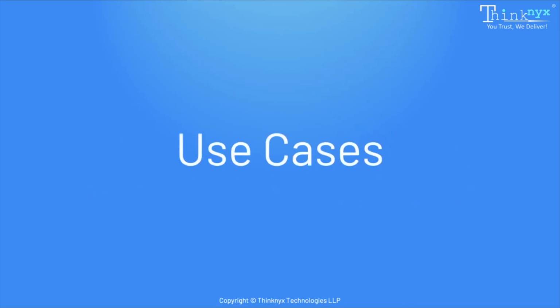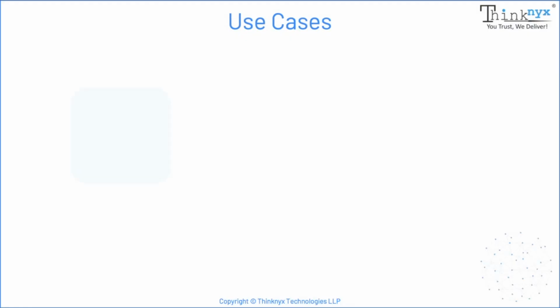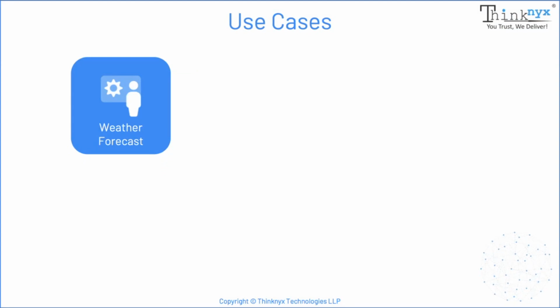Right? So use cases. We'll take the questions, everyone. So now use cases. First is weather forecast. Now, one of the best examples of artificial intelligence are these use cases. So the first one is weather forecast.